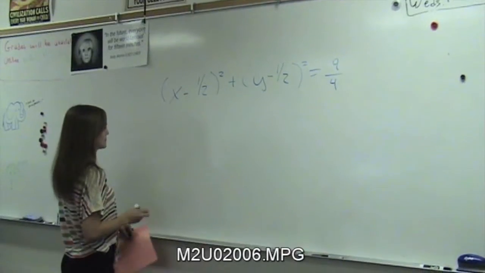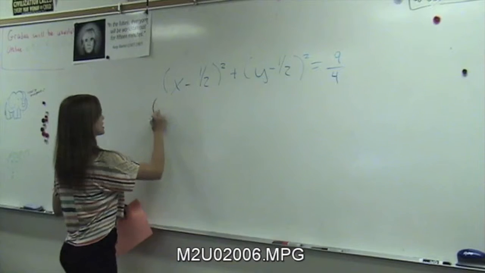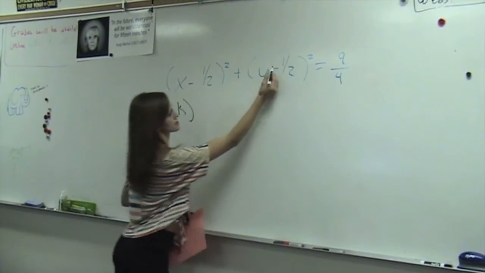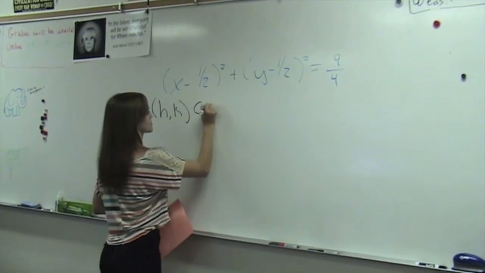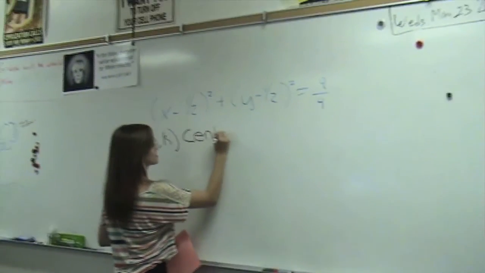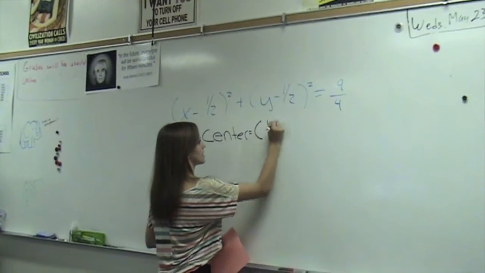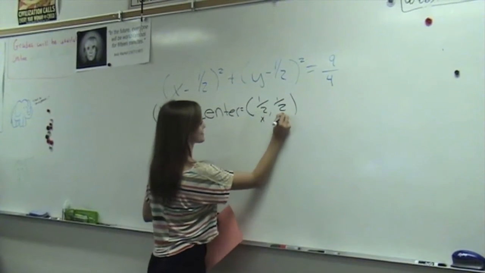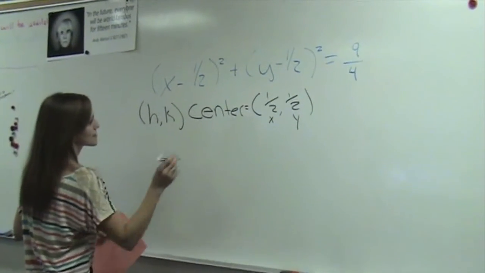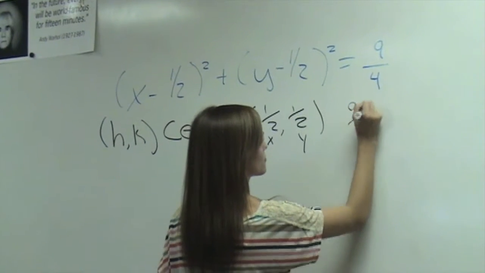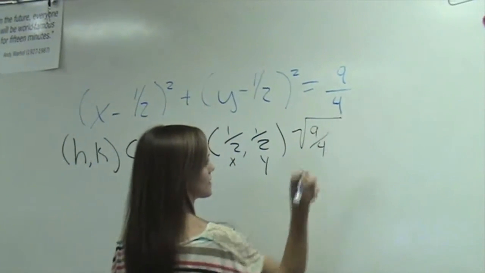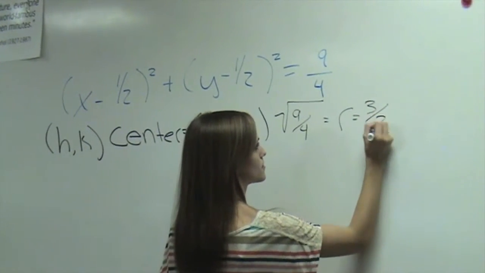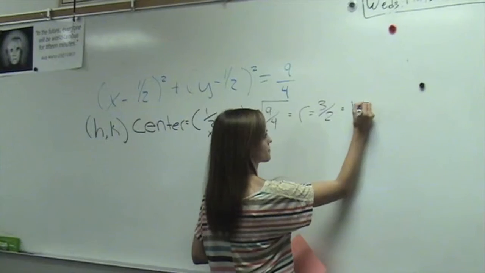Okay, because the center is (h, k) and is also the opposite sign of what is in the parentheses, the center of this equation is 1/2, 1/2, this one being x, and this one being y. And then, because in this place it is 9/4, we take the square root of it to find the radius, making the radius 3/2, which also equals 1.5.